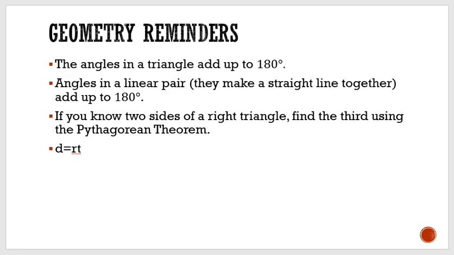A couple other geometry rules that will be helpful in tackling these questions. You should be familiar with the angles in a triangle adding up to 180 degrees. That's a pretty common one. And then we have angles in a linear pair. So if you have two different angles, like this angle and this angle, but they combine to make a straight line, that's what I'm referring to when I say a linear pair, then those two angles have to add up to 180. So something like 30 and 150, for example.